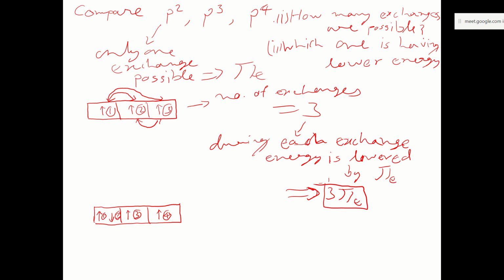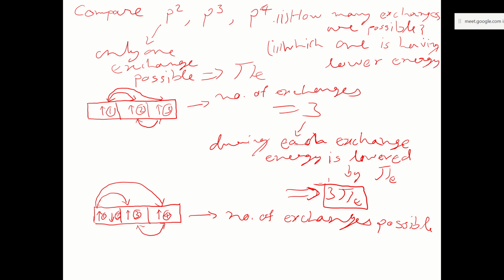How many exchanges are possible? Number of exchanges, again ask yourself this question. Number of exchanges possible is how many? Again, there are 3 up spins and 1 down spin, right? So 3 spins of the same type, and the down spin has no counterpart. The electron number 2 has down spin, so it cannot exchange with any other electrons.